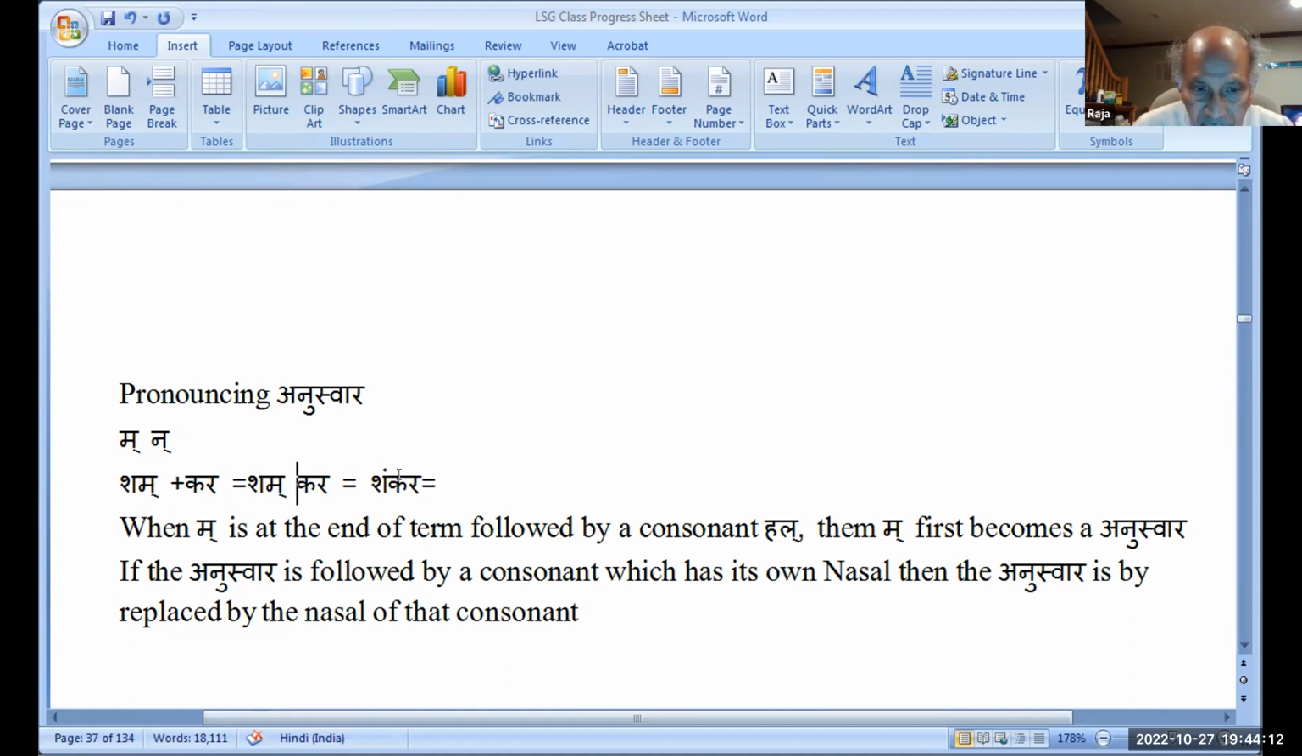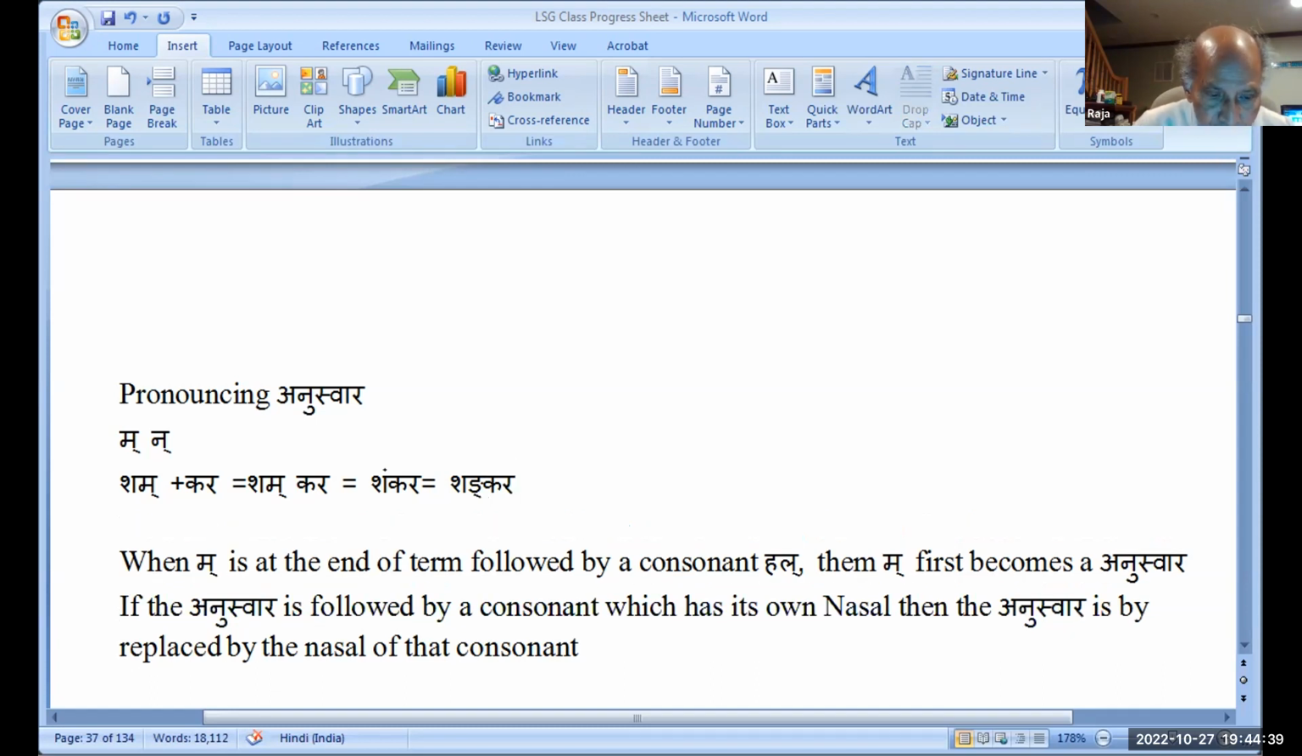Then since ka has its own nasal, you have to write it as Shankara. Now you know you are not pronouncing Shamkara, it's pronounced as Shankara. Shankara.